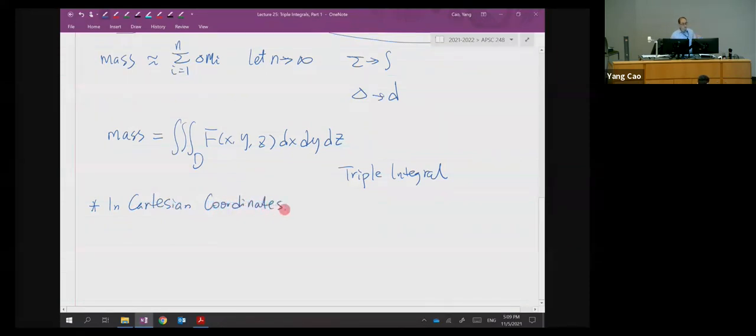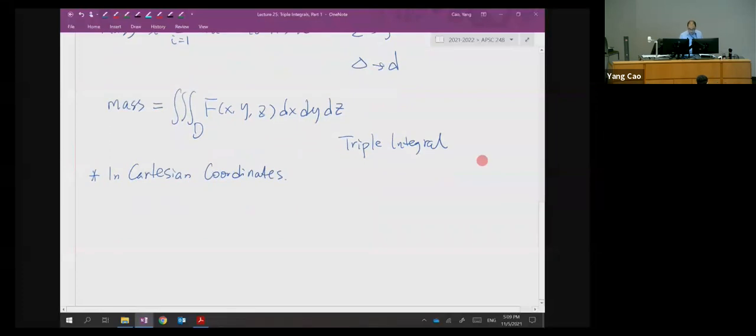And the second approach is not going to be polar, but what we call cylindrical coordinates. And the third one is called spherical coordinates. So we have 3 different coordinate systems we can make use of to calculate this triple integral. First, let's look at the Cartesian coordinates.